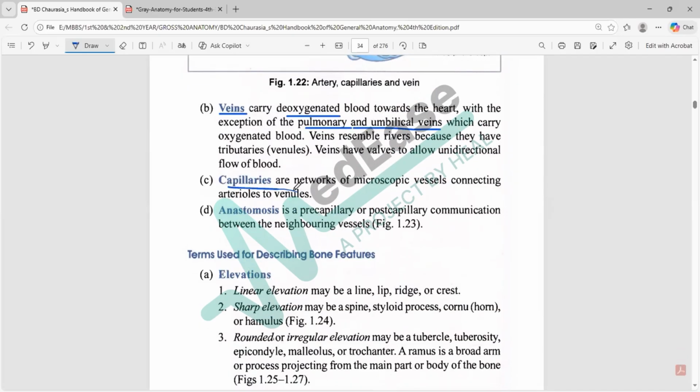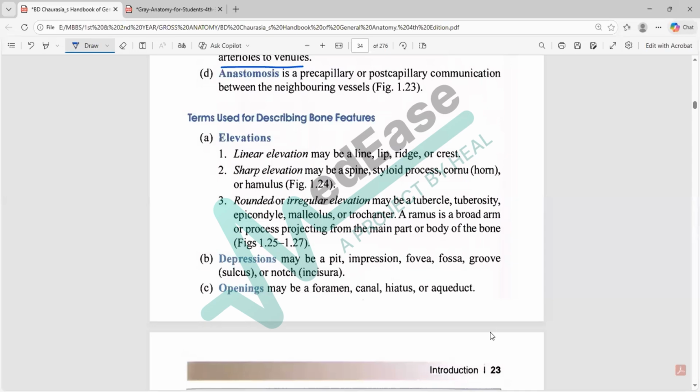Then we talk about the capillaries, which are the network of microscopic vessels connecting the arteries and the veins, with the smaller divisions also called arterioles and venules mainly. When we talk about anastomosis, it is mainly the communication between the vessels.